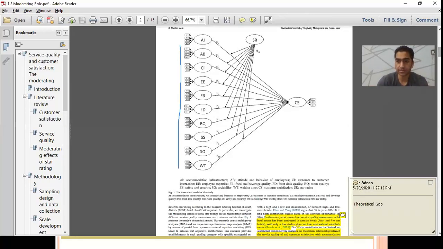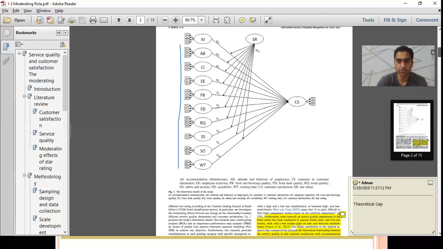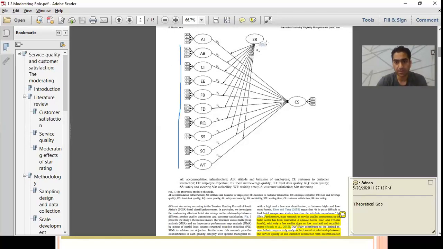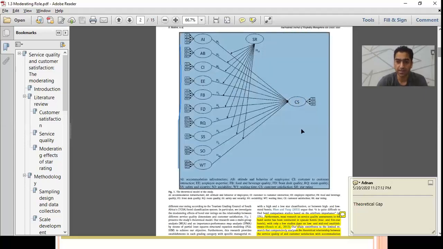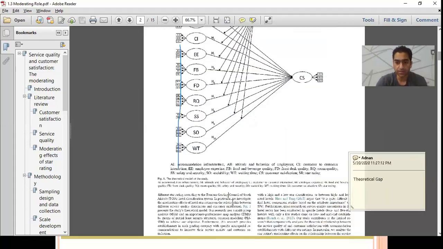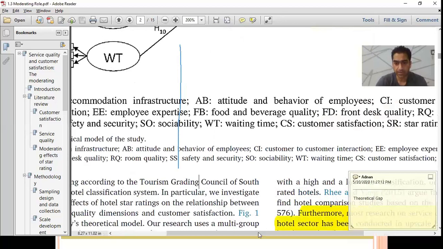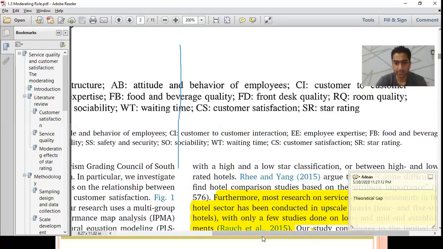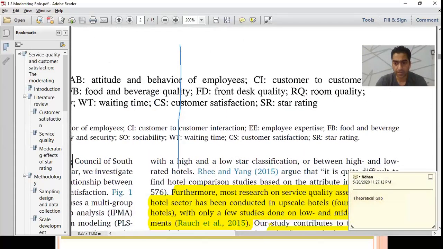So students, I can show you. I hope you just got this model, the interpretation of this model. So here we have the service quality. This one is the star rating of the hotel, and here we have the customer satisfaction. But what the author is saying, here I highlighted something for you.